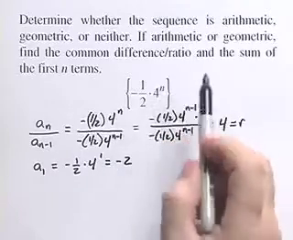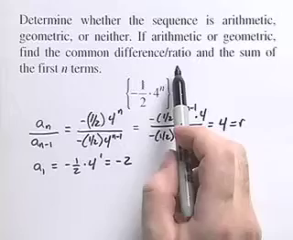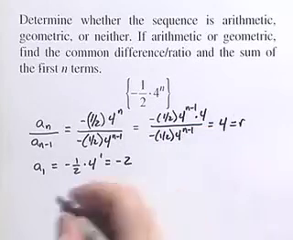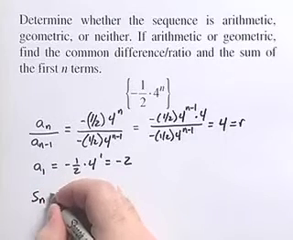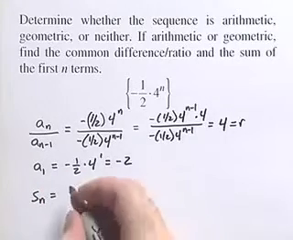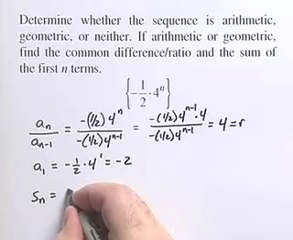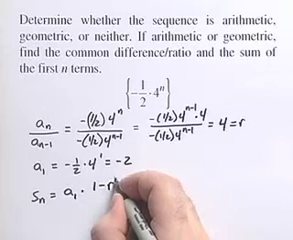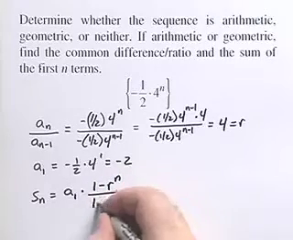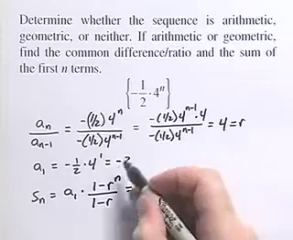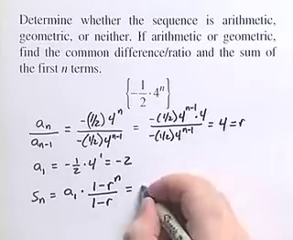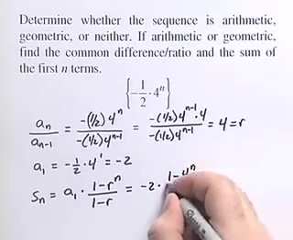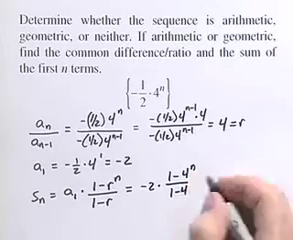We were asked in the problem to see if it's geometric, and if it is, to find the common ratio, which we did, r is 4, and then also the sum of the first n terms. So we'd like to find s sub n for this geometric sequence. For a geometric sequence, the sum of the first n terms is given by the first term times 1 minus the common ratio raised to the nth power, divided by 1 minus that common ratio. We found the first term and we found r, so we'll have negative 2 times 1 minus 4 to the n, divided by 1 minus 4.